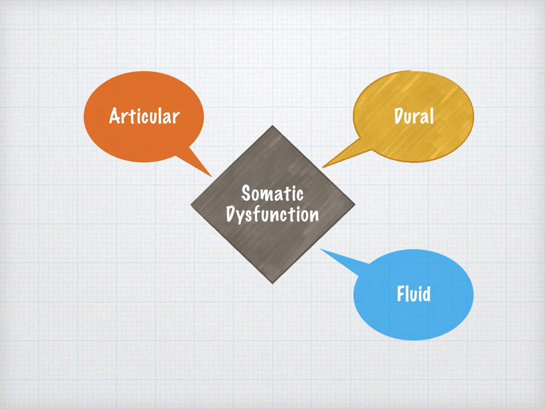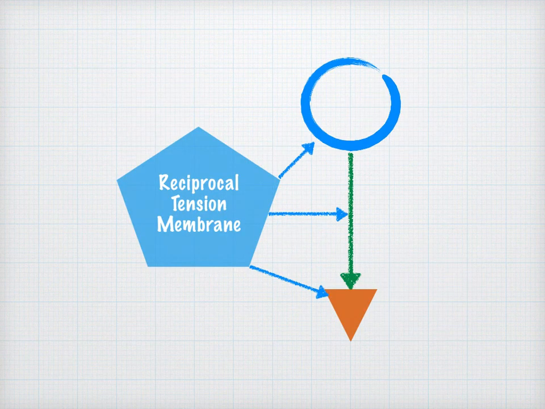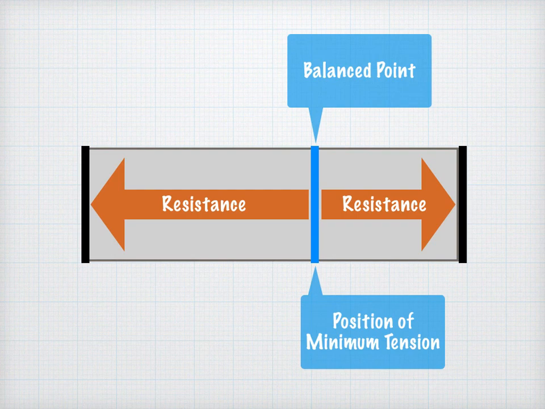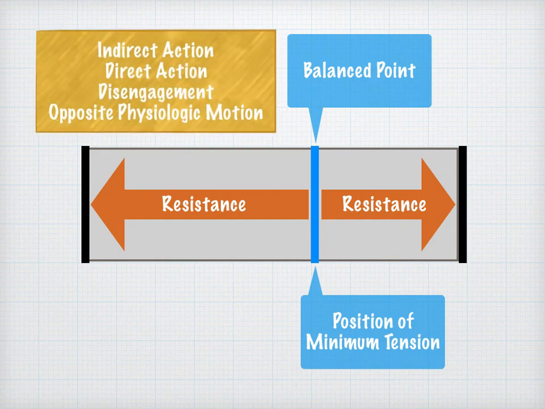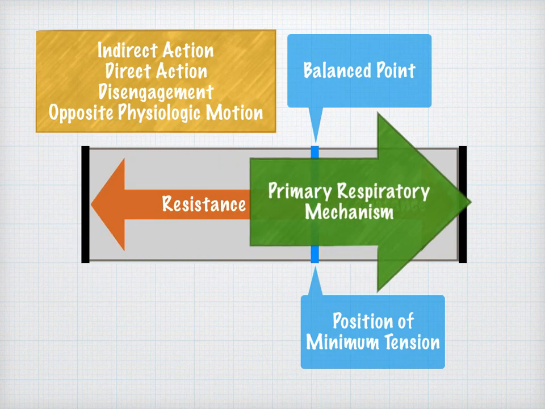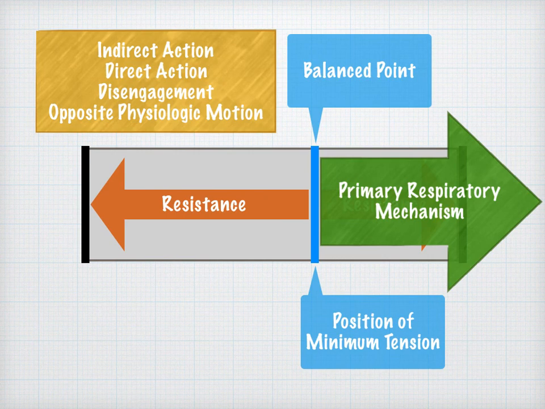So now back to the proposed mechanism of action. The reciprocal tension membrane is used to balance the tension within the system. The balance point is the most neutral position possible to reduce the tensions to an absolute minimum. Methods for arriving at the balance point may include indirect action, direct action, disengagement, or opposite physiologic motion. This positioning allows the primary respiratory mechanism to move through the involved tissues at maximum efficiency. This leads to resolution of the somatic dysfunction, whether it be articular, dural, or fluid.